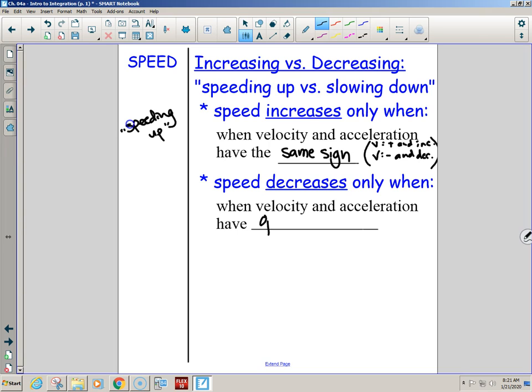And then speed is going to decrease, aka my object is going to be slowing down. And velocity and acceleration have, you guys just saw it, opposite signs.